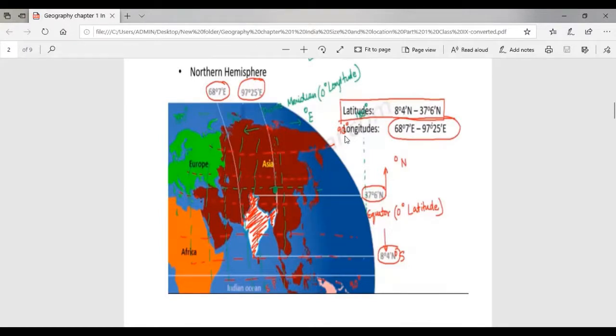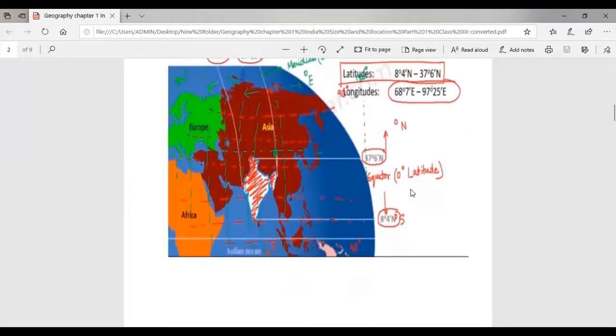Then longitude wise, here we can see it is located between 68 degrees 7 minutes east and 97 degrees 25 minutes east. So longitude wise, India's location is 68 degrees 7 minutes east to 97 degrees 25 minutes east. So this shows the exact location of our country. Now let's move on to the next slide.